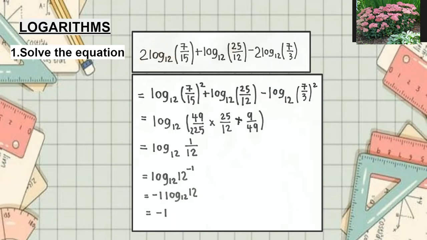1 over 12 is equal to 12 power of negative 1. So we bring the negative 1 to the front of log 12, 12. And after that, log 12, 12 is equal to 1. So negative 1 is multiplied by 1. We will get negative 1.